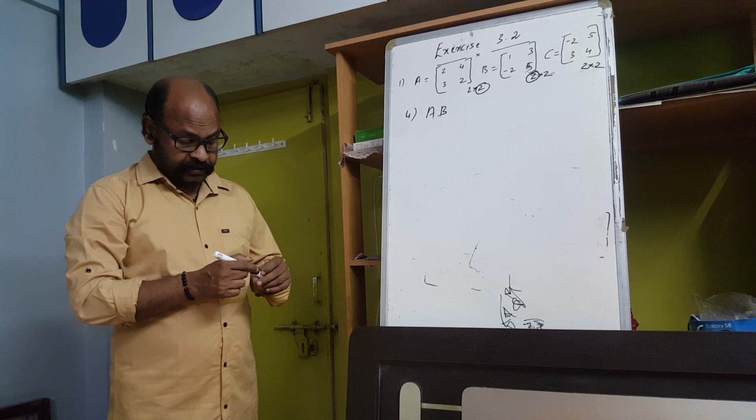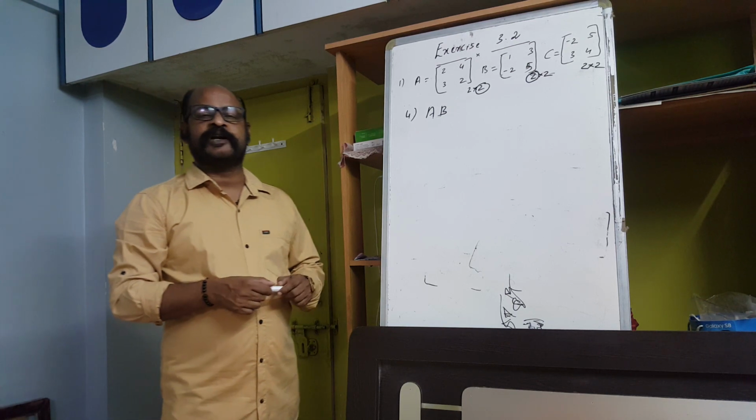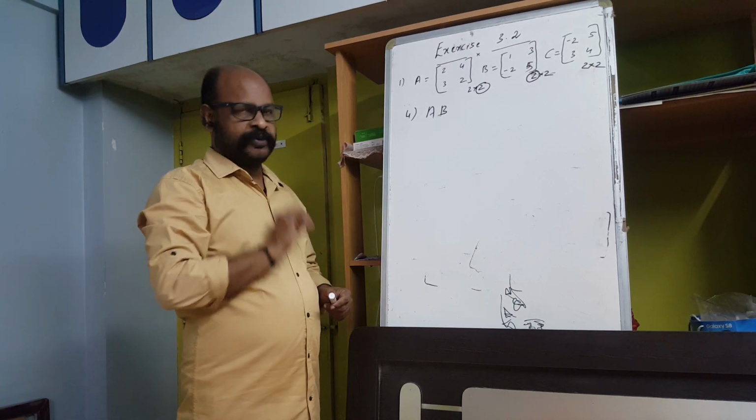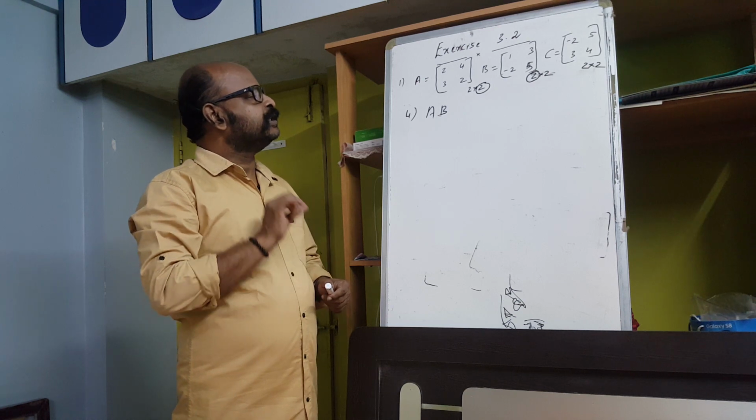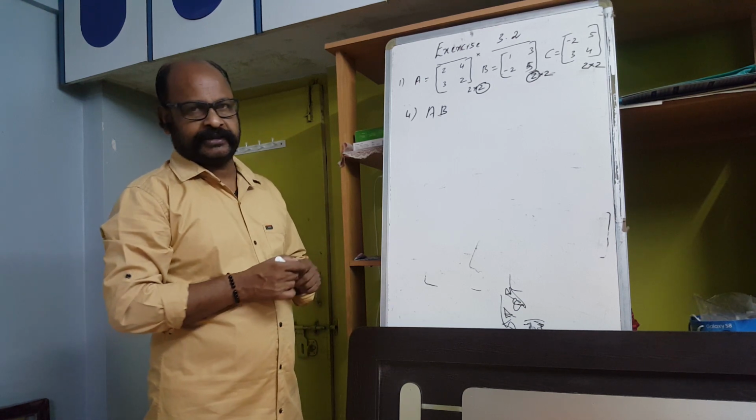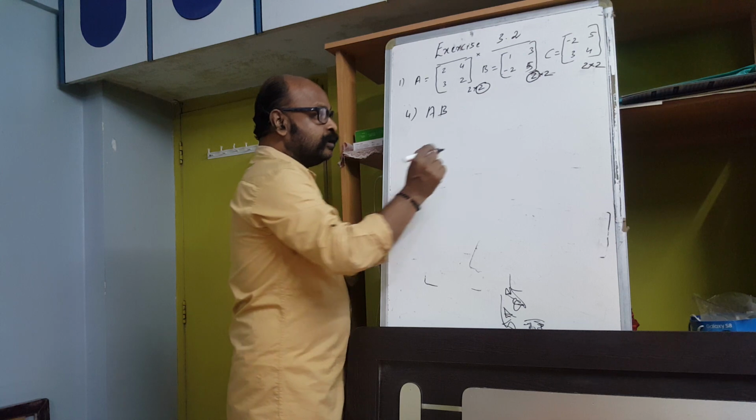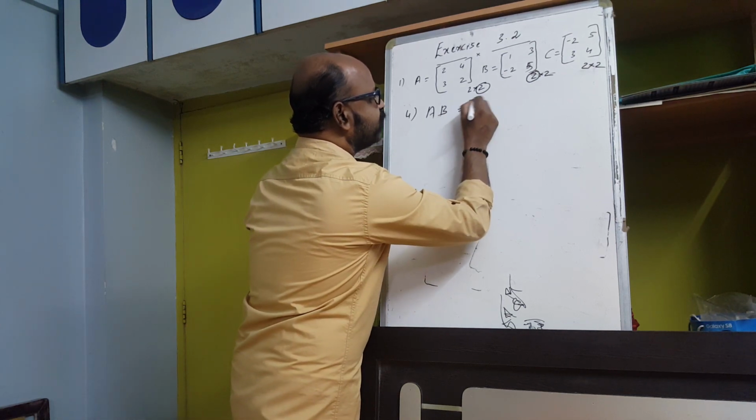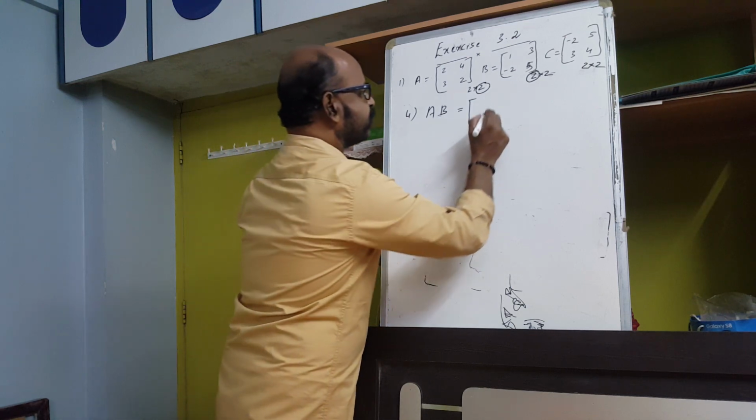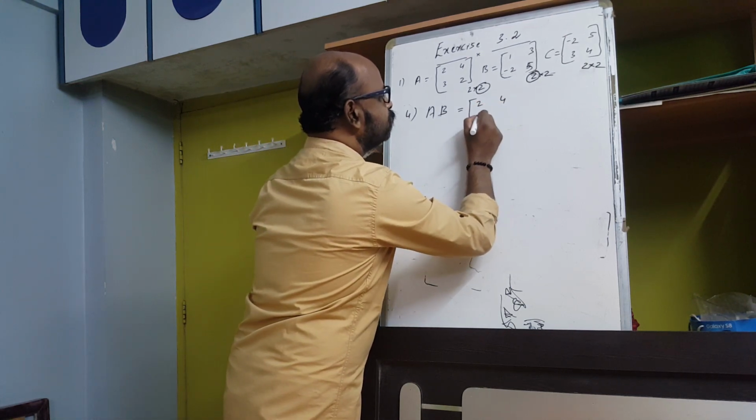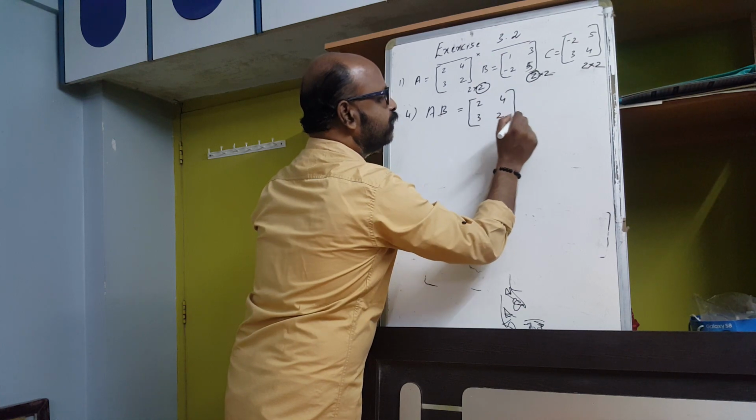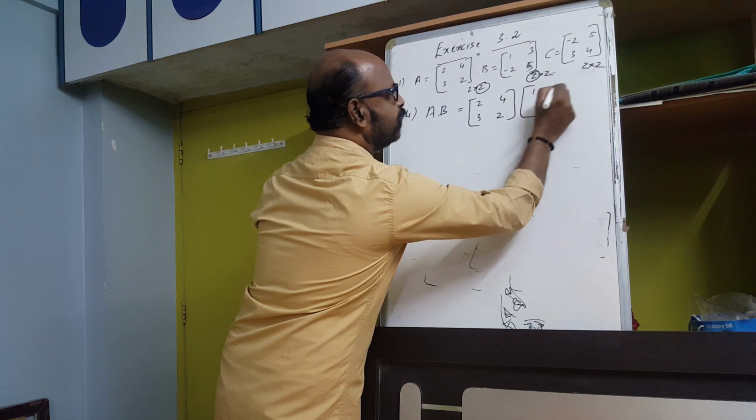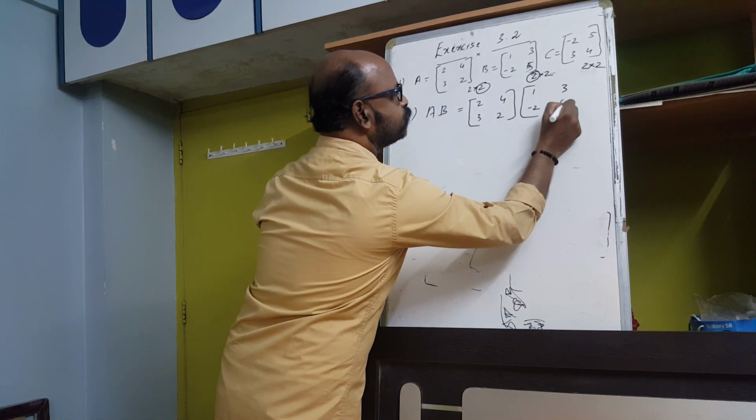So what is the condition? Product of two matrices are possible only when the number of columns of the first matrix is equal to the number of rows of the second matrix. Okay, so the meaning is what? A and B are conformable for multiplication, or product AB is possible. So we write the matrices. It is better we write the matrices here: 2, 4, 3, 2, into matrix B. Okay, that is 1, 3, minus 2, 5.